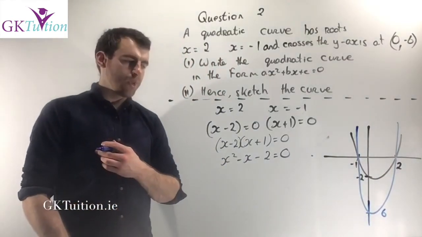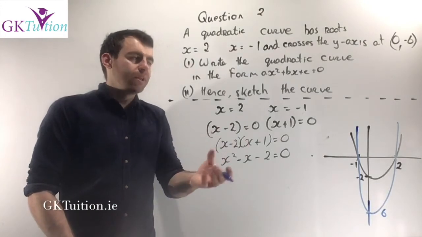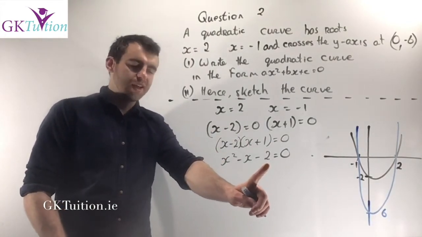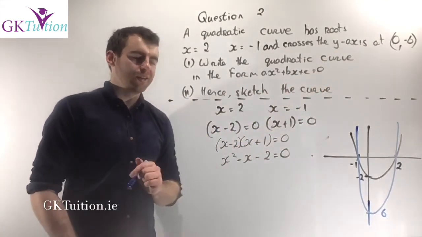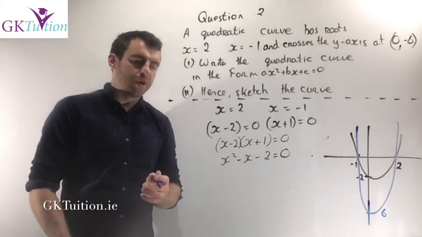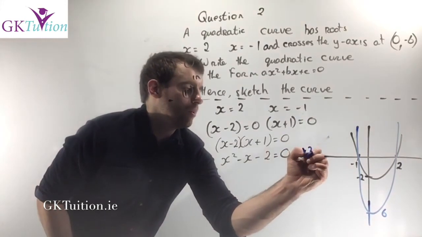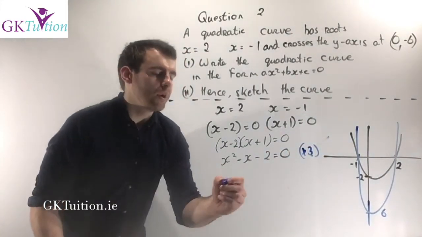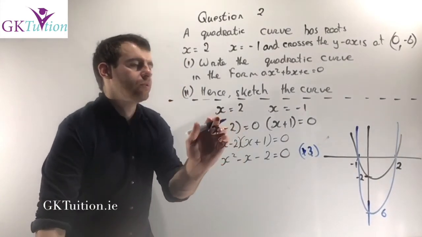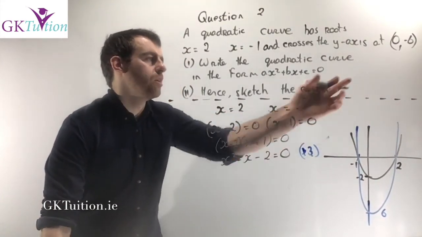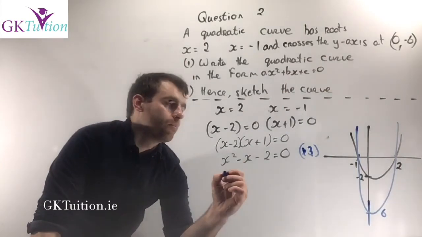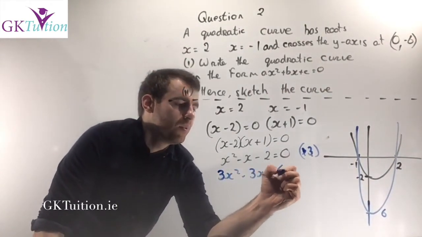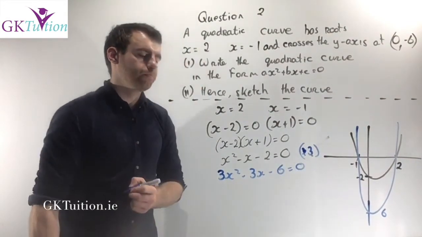If it's steeper, I simply need to figure out what I need to multiply this constant at the end by so that it will become a minus 6. I need to multiply it by 3. So I need to multiply everything by 3. If I multiply everything by 3, the quadratic that has roots x equals 2 and x equals minus 1 and crosses the y-axis at 0, minus 6 is in fact 3x squared minus 3x minus 6 equals 0.